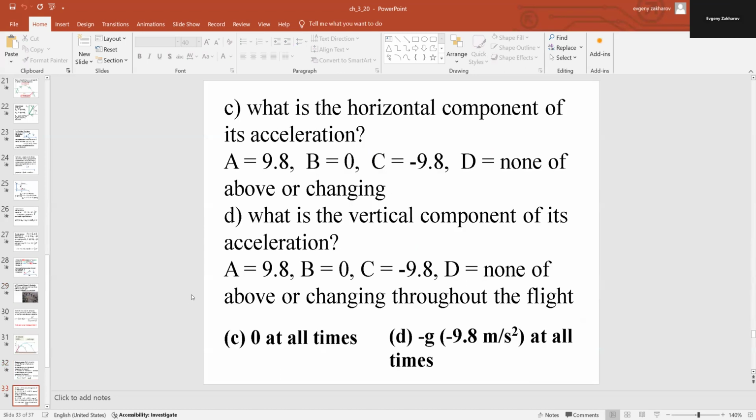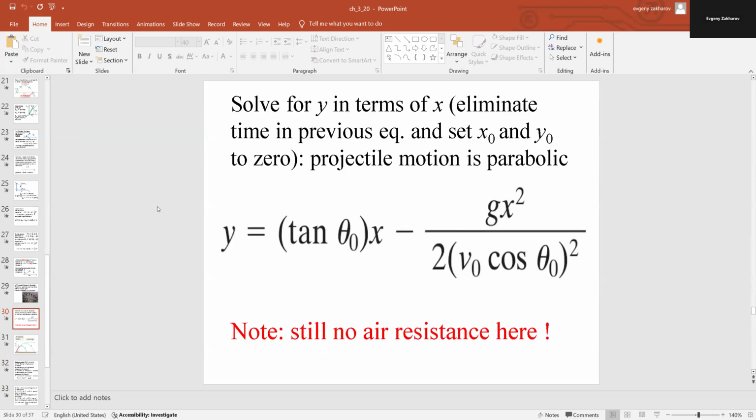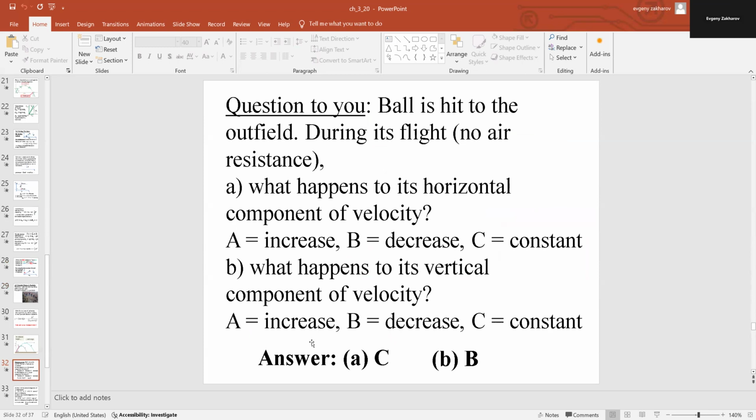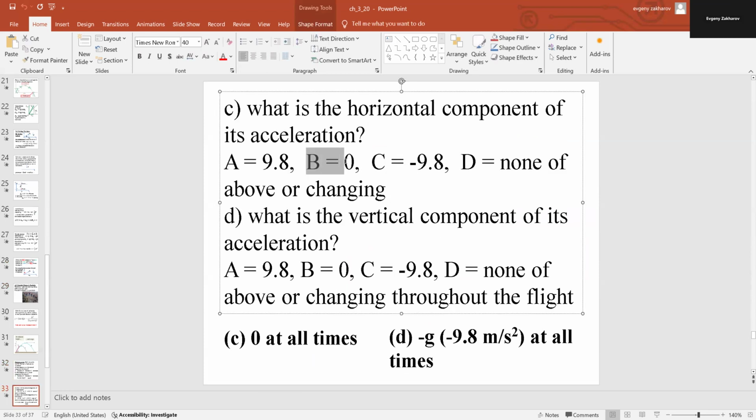Oh, we actually have more questions. Let's take a look. What is the horizontal component of the acceleration? Well, the horizontal component of the acceleration is 0, because acceleration is vertical. It's only the vertical component that acceleration has. And for horizontal, it's 0, because it is perpendicular onto the x-axis. No horizontal component for acceleration. So the answer is B. 0 at all times.